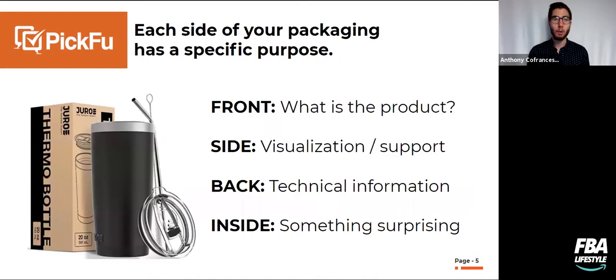So right now I'm going to walk through what I call the anatomy of the product packaging. These are just general guidelines to help you understand how you should be going about designing your product packaging. Basically you've got a few different parts. You've got the front, which should convey what the product is. The side, which is going to hopefully show a visualization or support. The back is going to be more of the technical information, and the inside is usually something surprising.